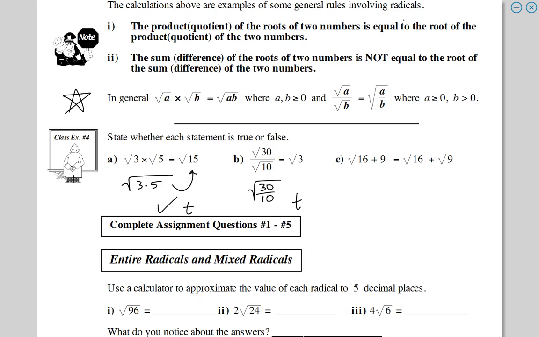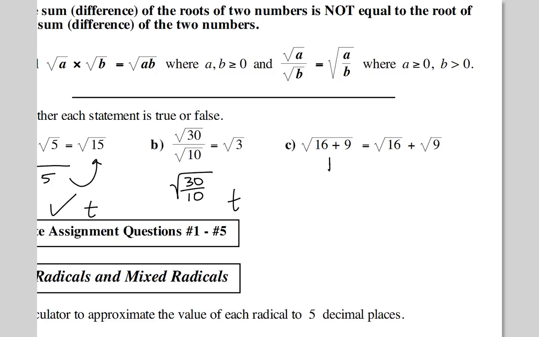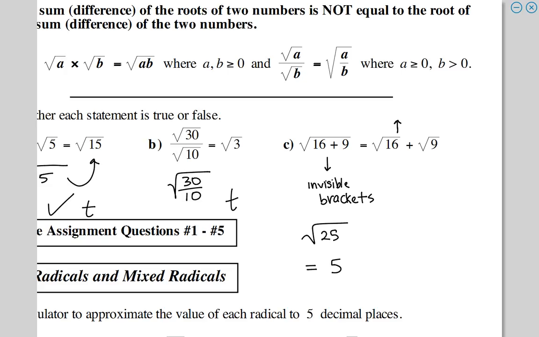Now this last one is bad. Okay. There's like these invisible brackets here. You got to take care of those invisible brackets. This should be root 25, and then the positive square root of 25 is 5. Okay. What's the square root of 16? And what's the square root of 9? And put those together, you get 7, right? 5 is not 7, so this is wrong. This is false. So because it's addition, you cannot smush. Okay? It's on the right, separated. On the left, smushed. Just put together like a sandwich.